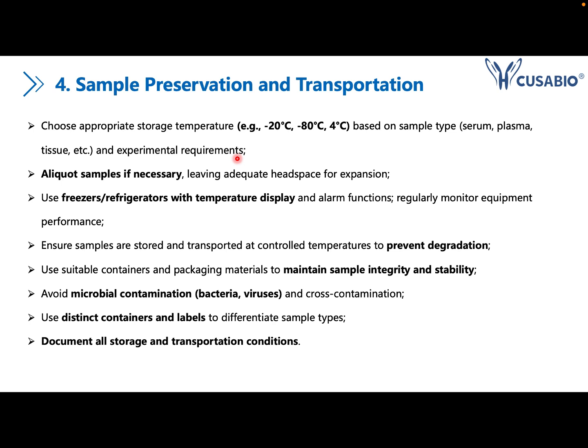Then for the first part of the webinar, the last perspective is about the sample preservation and transportation. For this part, I would say that choosing the appropriate storage temperature is very important. It's really based on your sample types, like a serum sample, plasma sample, or tissue sample. You can choose different temperatures, like a -20 degree, -80 degree, or 4 degree. And also for the samples, our recommendation is that always aliquot the samples if necessary, and you can leave the adequate headspace for the expansion.